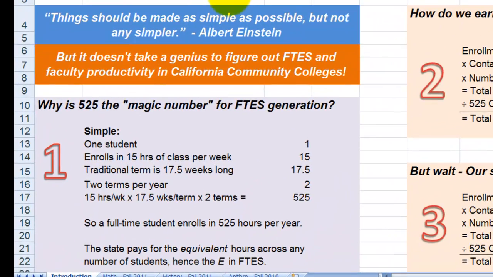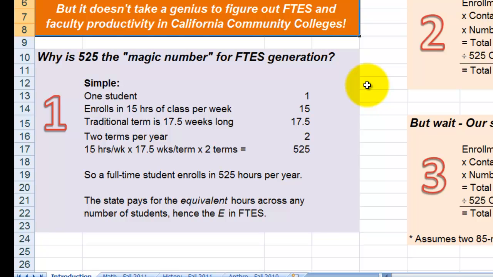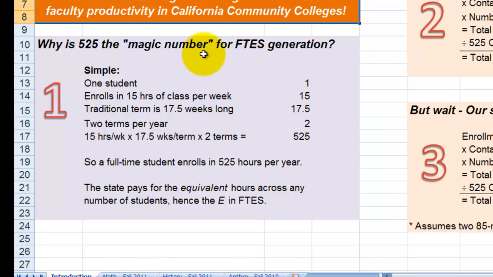So, the first thing we're going to start with is Einstein, because he's got this memorable quote, whether he said it or not, still in question: things should be made as simple as possible, but not any simpler. And I think he's onto something there. That said, it doesn't take a genius to figure out FTES and faculty productivity in community colleges. So the purpose of this video is to introduce these concepts to people who may not have faced them before. So the first thing we're going to look at is this box here.